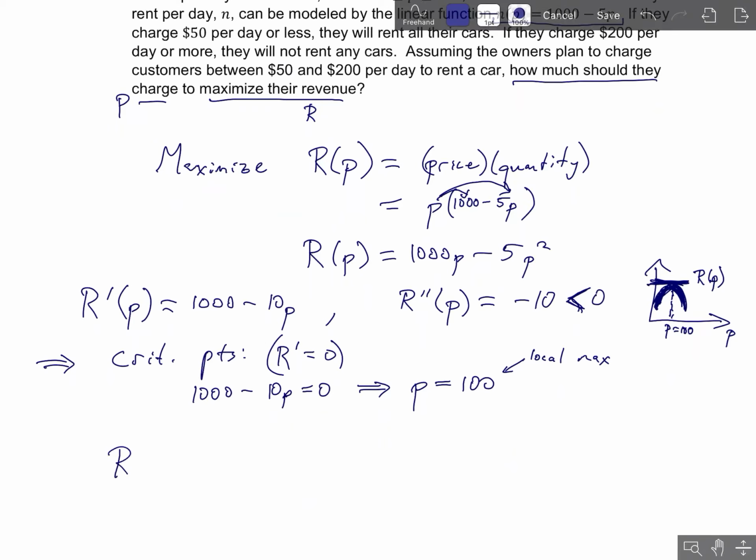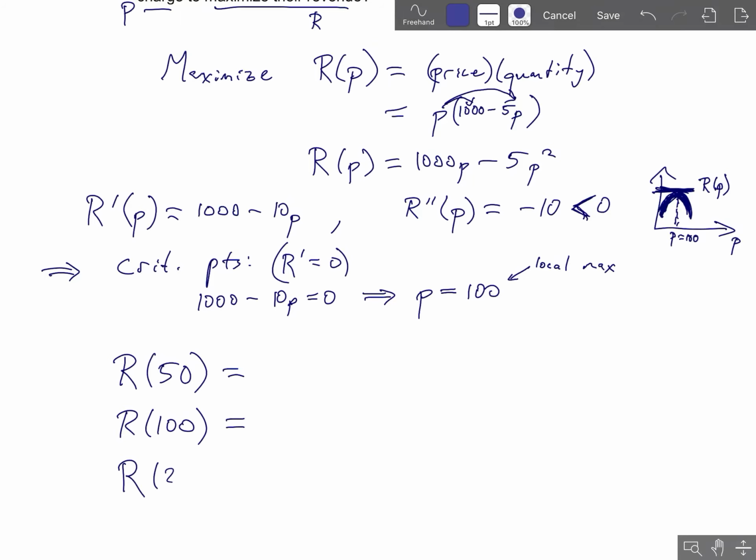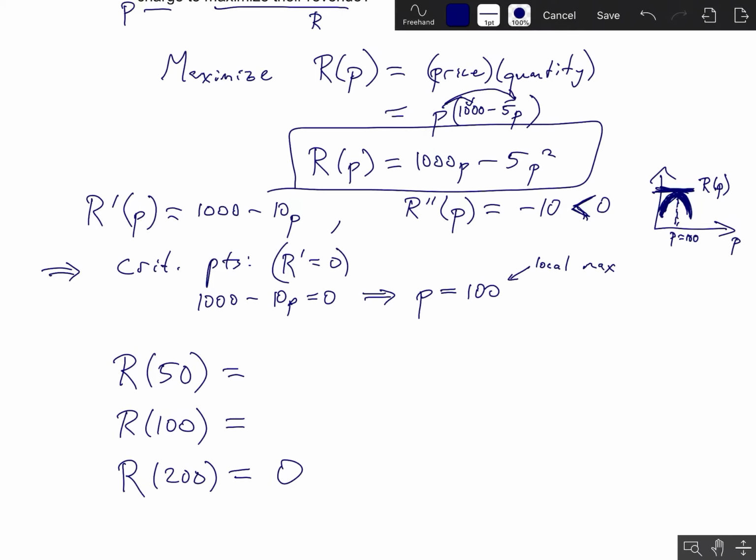And in order to do that, we can just plug in all 3 of those points. So I want to know what is the revenue whenever we set the price at $50, what is the revenue whenever we set the price at $100, and what is the revenue when we set the price at $200. Because any one of these could represent the maximum. Now, we've been told that if they set the price at $200, then nobody rents, so this revenue would just be 0. And then to figure out these other 2 revenues, all that we're going to do is plug in 50 or 100 into the revenue function, which we found up here.